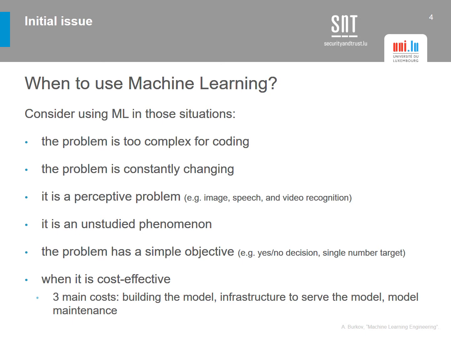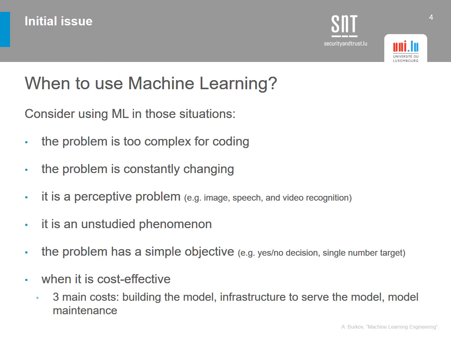Now, next, if our problem has a simple objective that we can quantify, for example, we can answer a question or make a decision by a simple yes or no, or we can formulate our problem into having a target that is a single number. So, in a case where we can define a problem in an easy and simple objective way, machine learning can be considered.